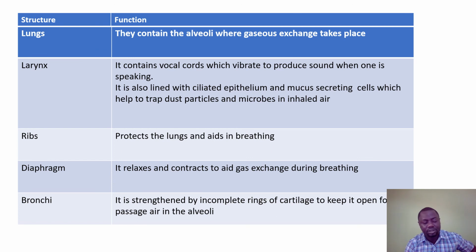Now we have the ribs. The ribs are the bones in that upper part of your body. When somebody is thin and hungry for a long time, you can see the ribs showing, the bones around your chest. There are several of them. They protect the lungs and they aid in breathing.